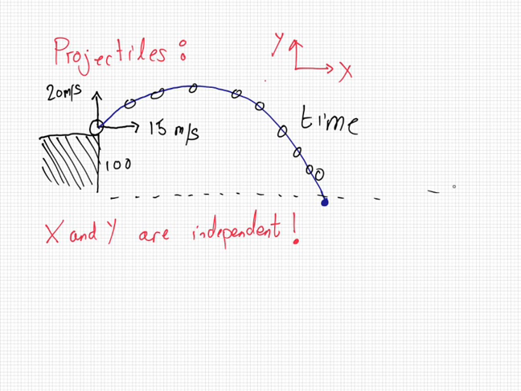Now why is it this? Why do I know it's the same as 7? Because remember I said the X and the Y are independent. So last time, what was the speed of the Y? 20. And what's the Y here? 20. It's going to be the same answer.